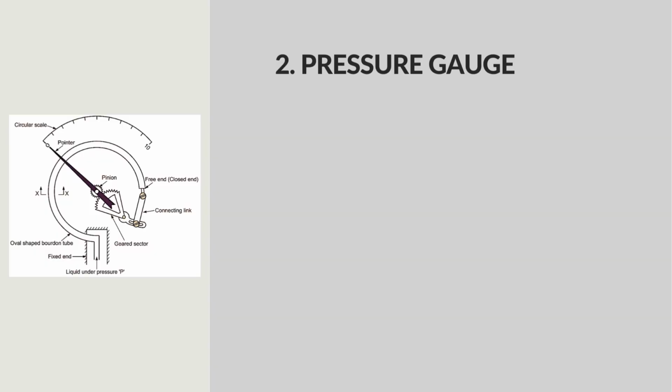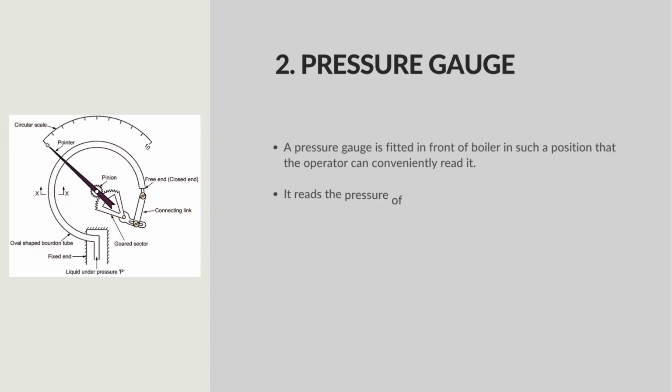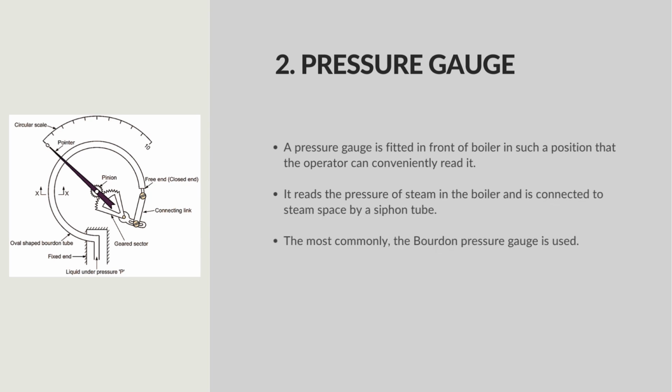The second mounting is the pressure gauge. A pressure gauge is fitted in the front of the boiler in such a position that the operator can conveniently read it. It reads the pressure of steam in the boiler and is connected to the steam space by a siphon tube. Most commonly, the Bourdon pressure gauge is used.